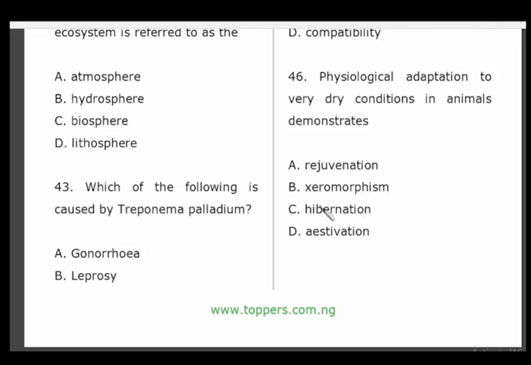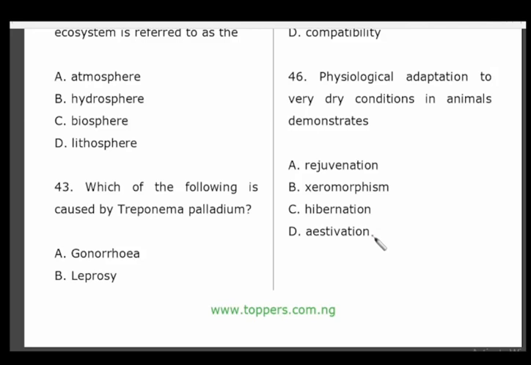So the ability of such plants to survive in their environment is what we refer to as xeromorphism. And then hibernation is a process that some animals undergo during winter or during shortage of food when they are unable to get food. So they go into hibernation, shutting down major body processes or metabolism, and then they come back to life when the conditions are more favorable. That is hibernation.